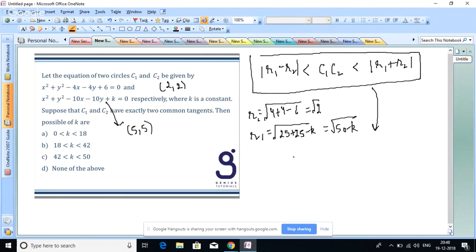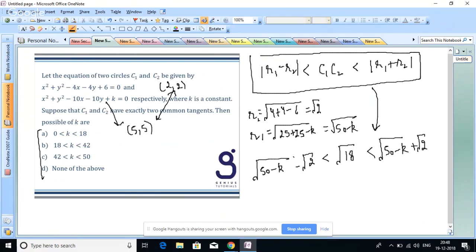So by this condition, we can say that under root of 50 minus k minus root 2 is less than root 18, because distance between these two centers, you can find it out by distance formula, that will be root 18, which is less than root 50 minus k plus root 2. Okay, now you have to use options in this question. Suppose let us take first option, k lies between 0 and 18.